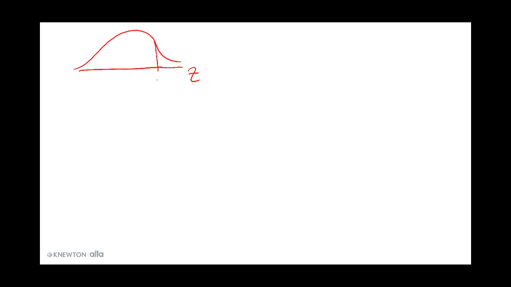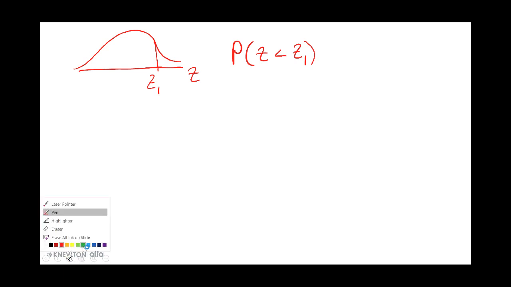So what if you're asked to find, let's say, the probability that you get a z-score that's less than that specified z1. And so the key here is that we're trying to find the probability that a z-score is less than z1. So what that means is that all of this shaded region here, we're trying to figure out what's the probability that z is less than z1.